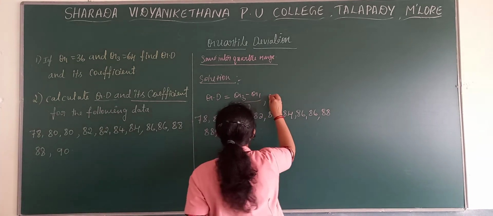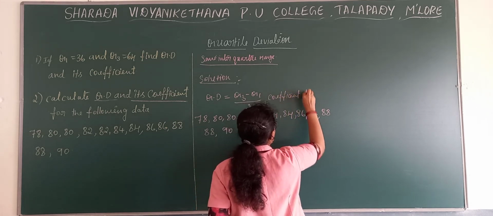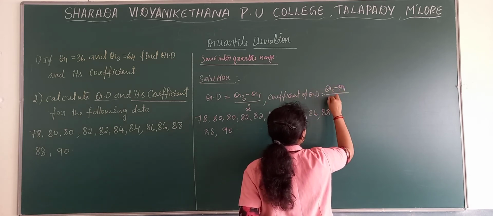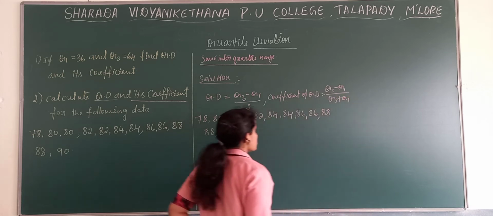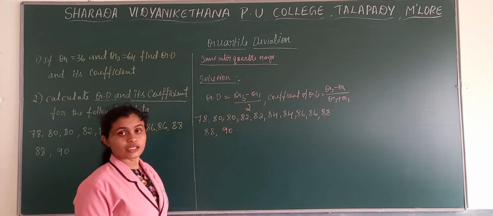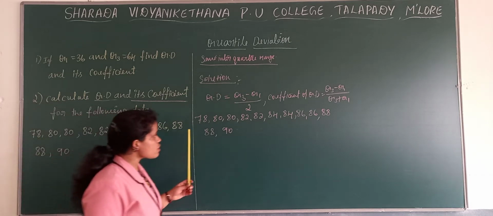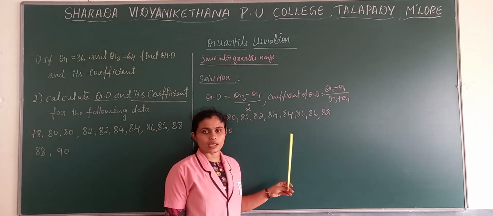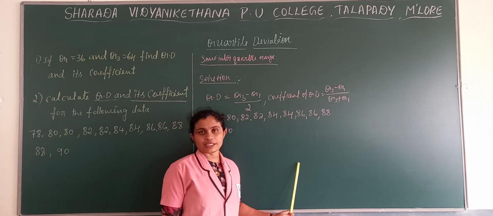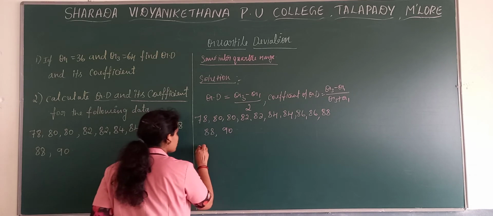Now we write both formulas, the quartile deviation and the coefficient of QD, that is Q3 minus Q1 and Q3 plus Q1. So this we need to find out. In order to find this, firstly we require Q1 and Q3. Now you need to think of quartiles. What is the formula to find quartiles for ungrouped data? Now firstly, we will find Q1.